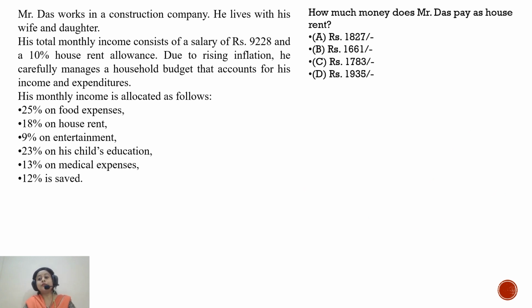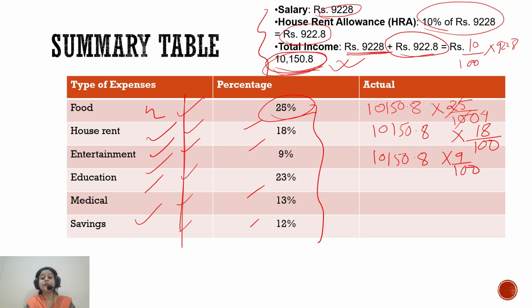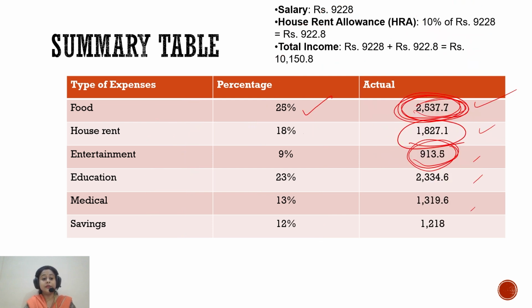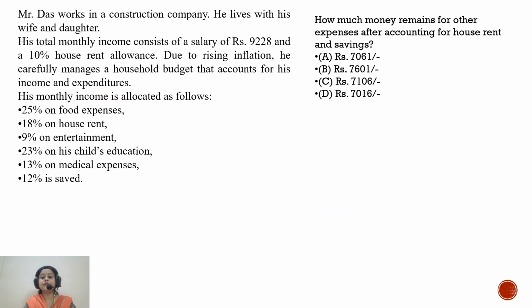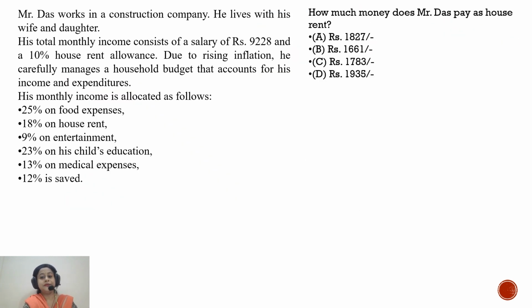Next question is, how much money does Mr. Das pay as house rent? It is also a very straightforward question because you already have the information from this summary table. As house rent, he has spent 18%. So what is the actual expenditure? 1827.1, as you have already calculated in the summary table. So from the summary table, the answer will be 1827. So it is option A.